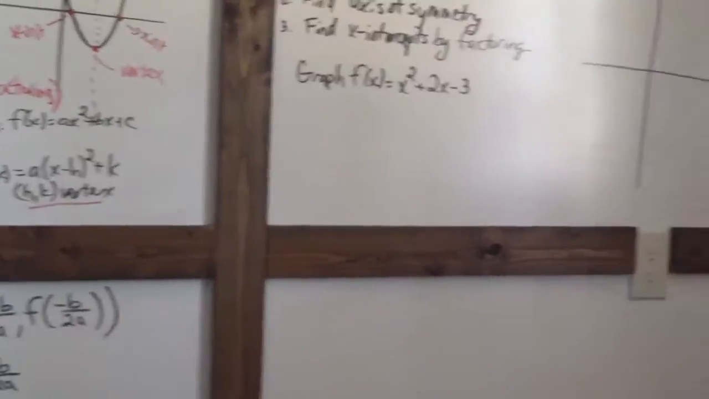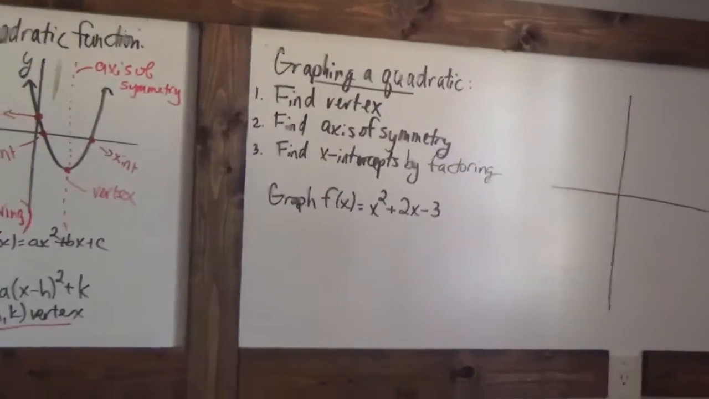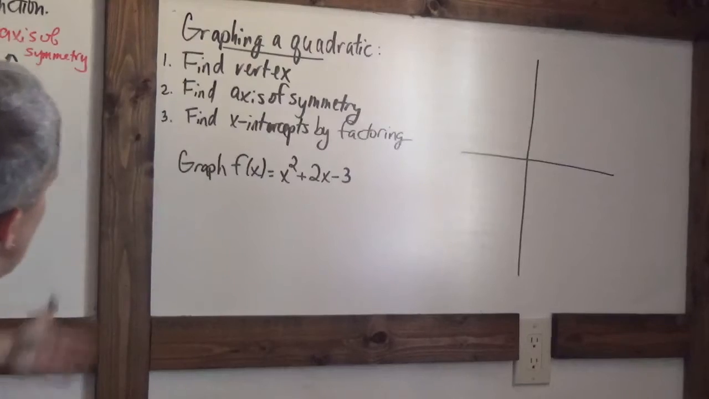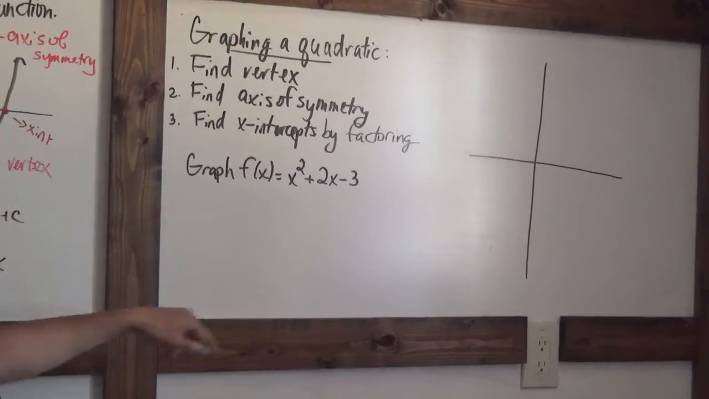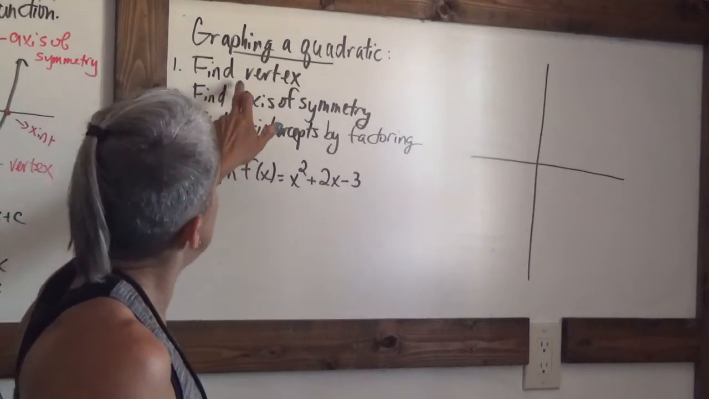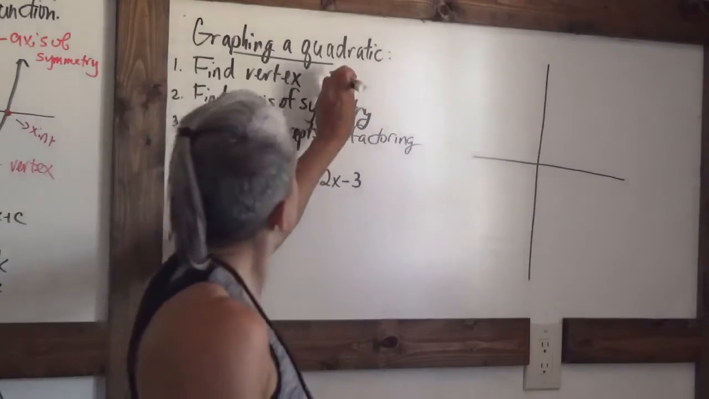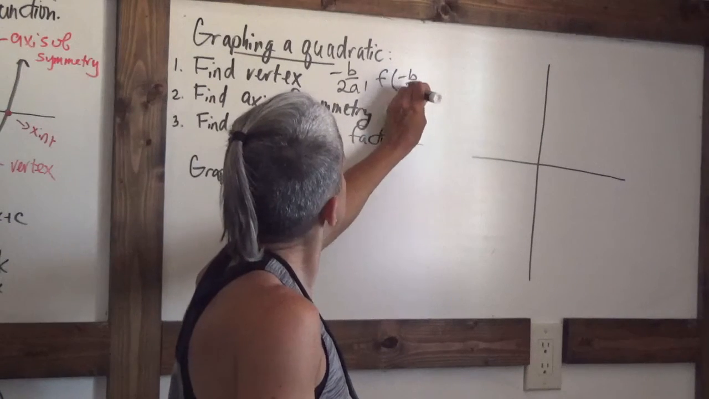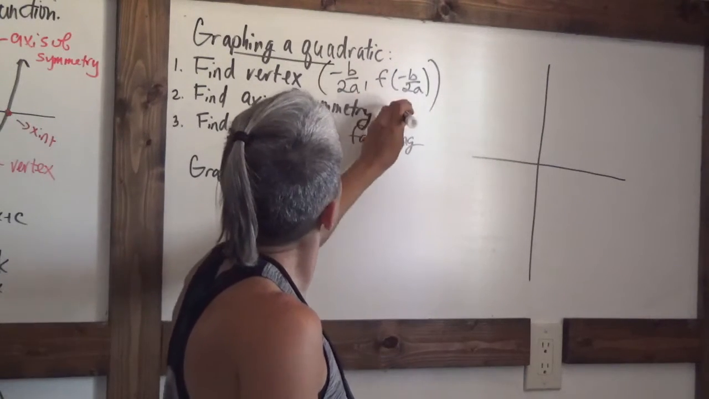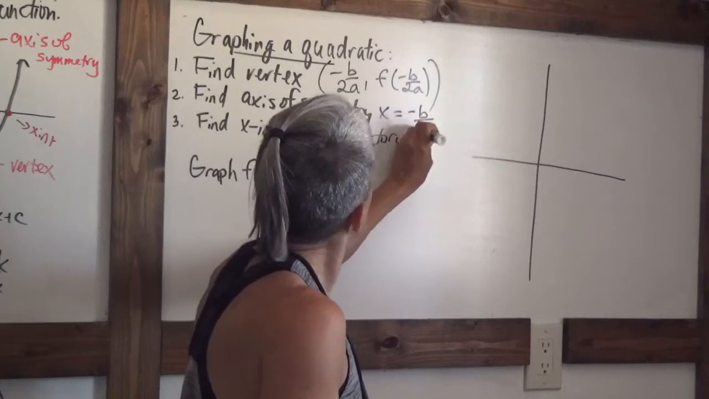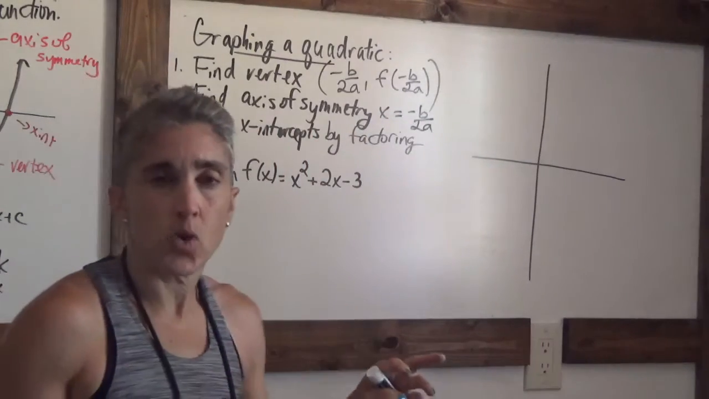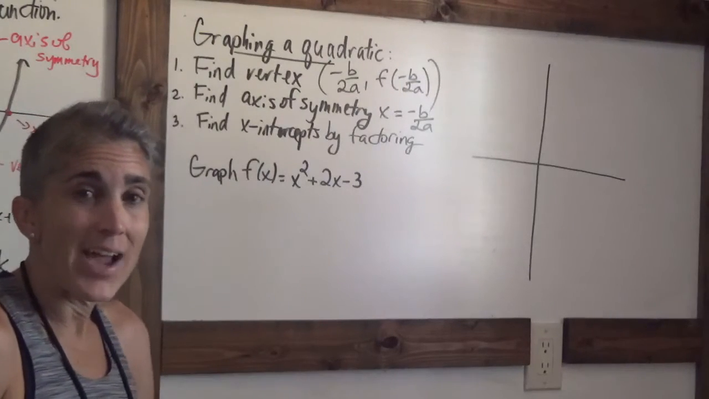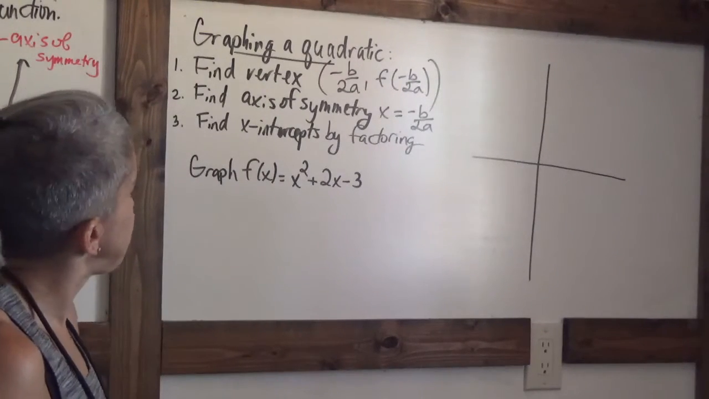All right, now we're going to take a look at graphing a quadratic. Here we're going to go through what we just did on the previous board. We're going to find our vertex first, so don't forget the formula. Then we're going to find our axis of symmetry. And then we want to know exactly where this is crossing on the x-axis. We're going to find x-intercepts by factoring, so we have to review factoring a little bit.